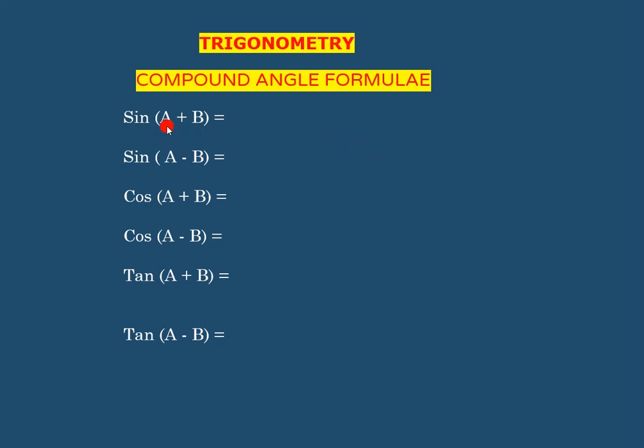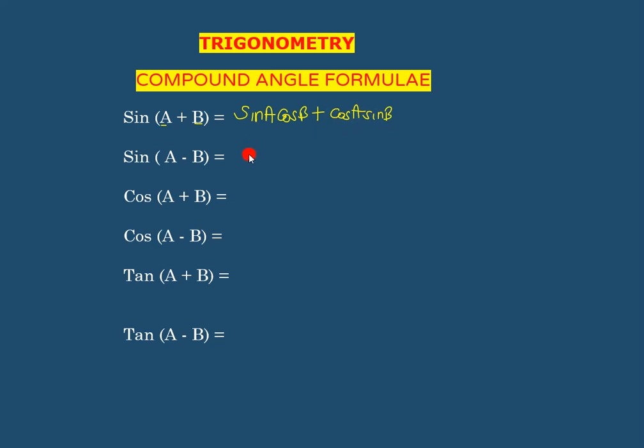This one is the compound angle formula. You have A and B, they are angles. So what can you say about the sine of angle A plus angle B? This one can be expanded as the sine of A times the cosine of B, added to the cosine of A times the sine of B.